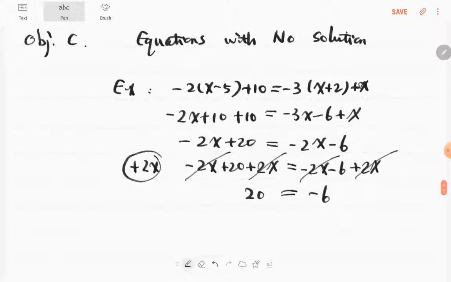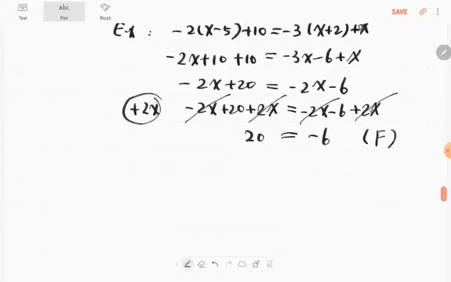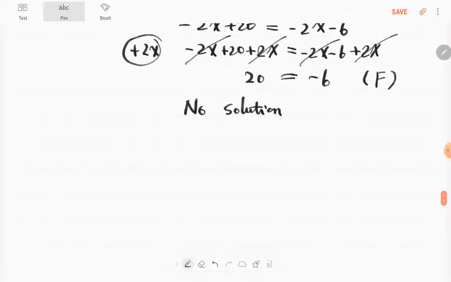20 is equal to negative 6, which is false for the equation, which means there's no solution. Because the last statement is not true, it's false, right? So we get the conclusion. There's no solution for this equation. We can check another one.